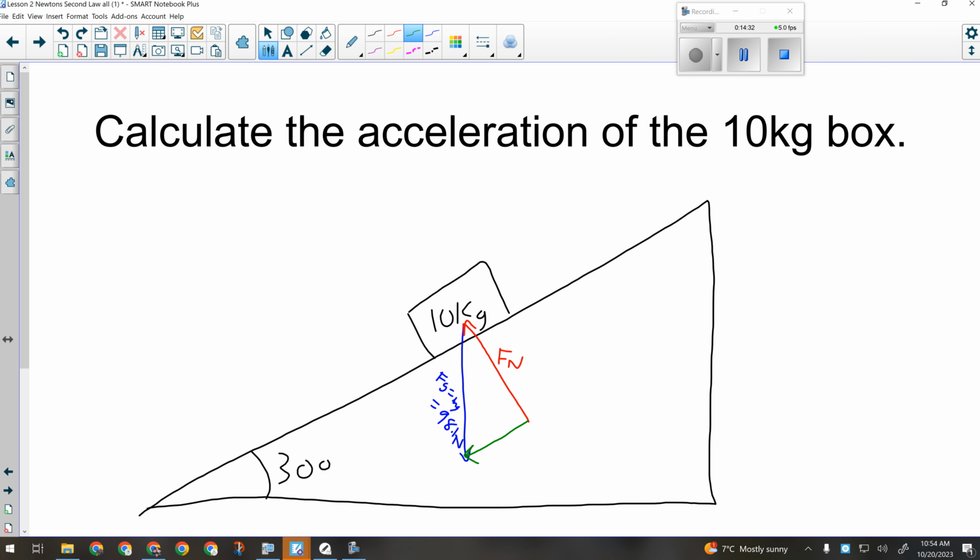What do you notice about the green line and the ramp? Yeah, they're parallel. Is that why the box goes down the ramp? The box goes down the ramp because that is what the vector sum of all forces says it must do. The net force between normal force and gravity is this force, which has to be parallel to the ramp, because that's the way the object will go. It will accelerate down the ramp.